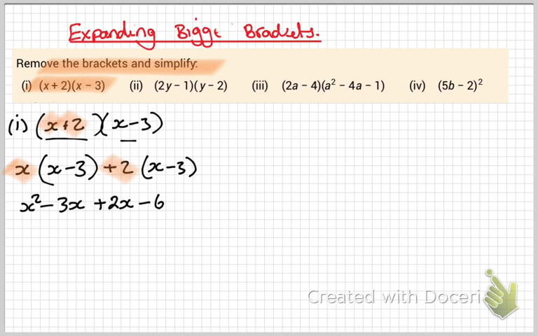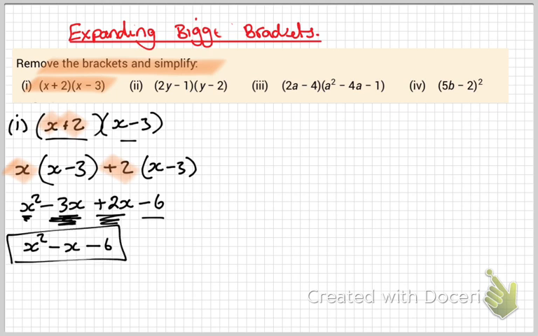Group everything together that can be, so all the x squareds, that's the only one. I have minus 3x plus 2x, so that's minus x, and then I have minus 6. There's no other numbers, so it's just minus 6. And there we go. That's that simplified. So the brackets are removed and it's simplified. Okay, so that's the first one.